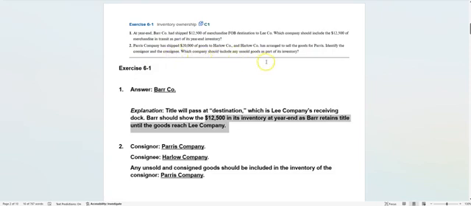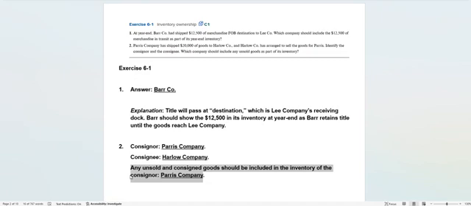Who should include the unsold inventory as part of their inventory? Whoever owns it. Paris still owns the inventory. Paris will include it in their inventory, even though Harlow physically has custody of it. The owner is still Paris.